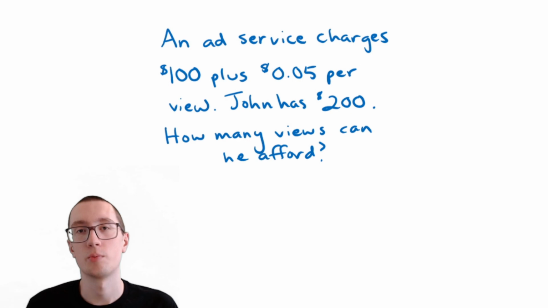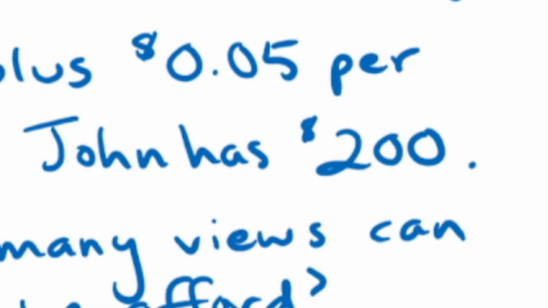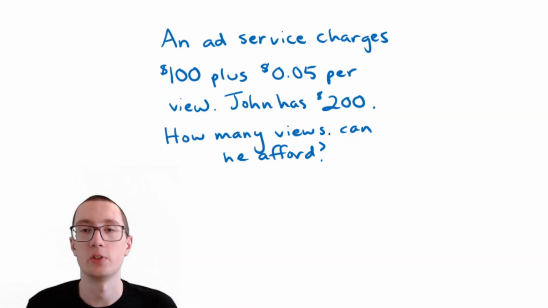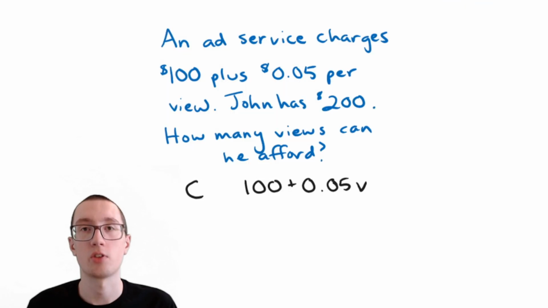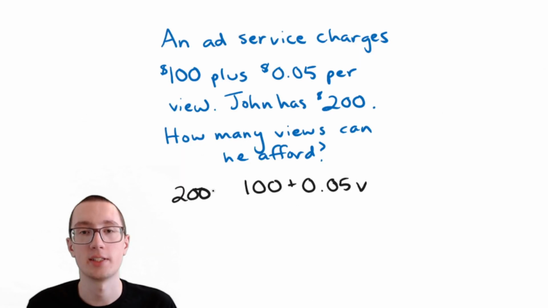And finally, you should just have a basic idea of how greater than and less than signs work. So in this case, we changed the problem a little bit. We now know that John has $200, and we need to know how many views he can afford. Well, you would write the equation the same way. And we do have a cost here. We can replace C with 200 because that is John's budget. But now we need to figure out what sign to put here. What should be bigger, the 200 or the 100 plus 0.05V?